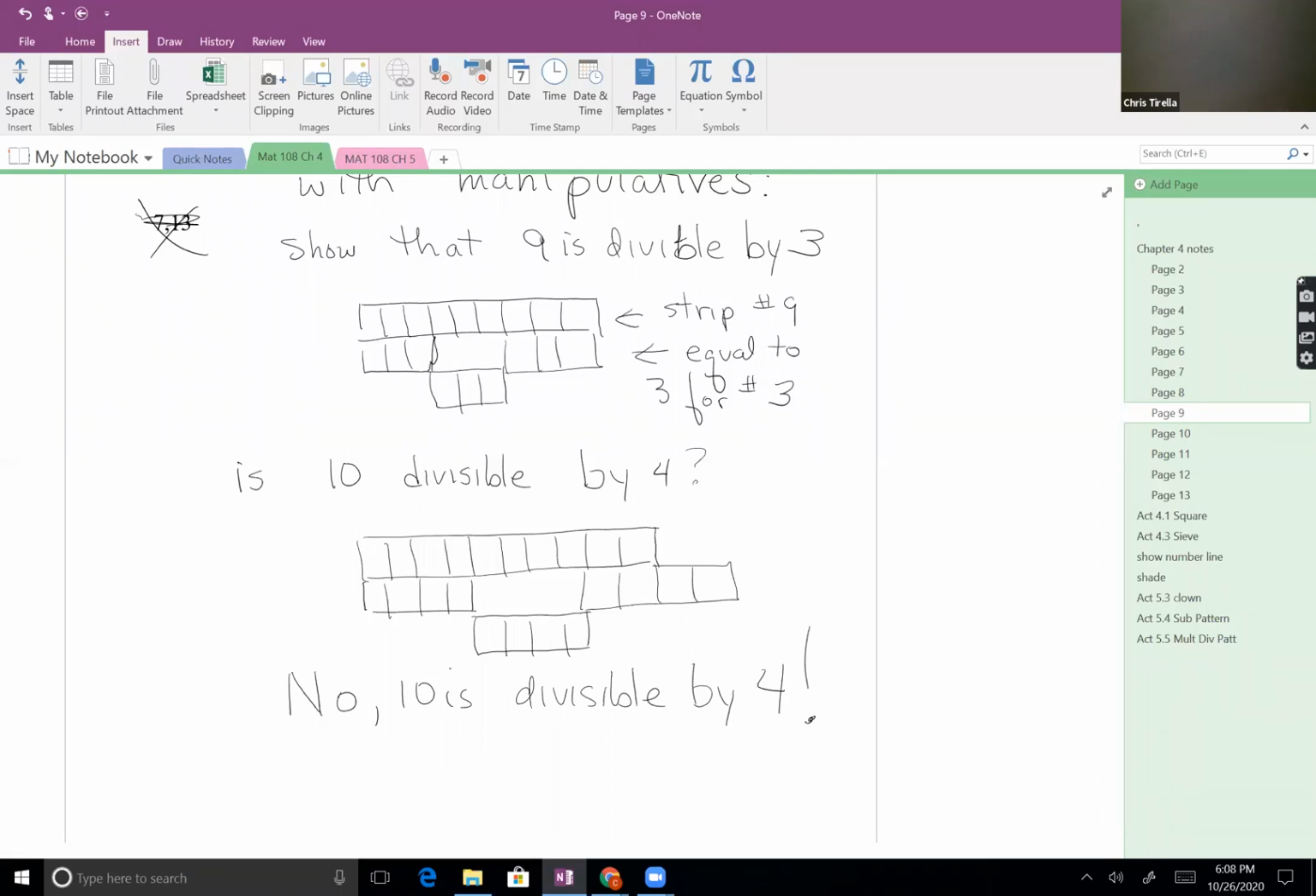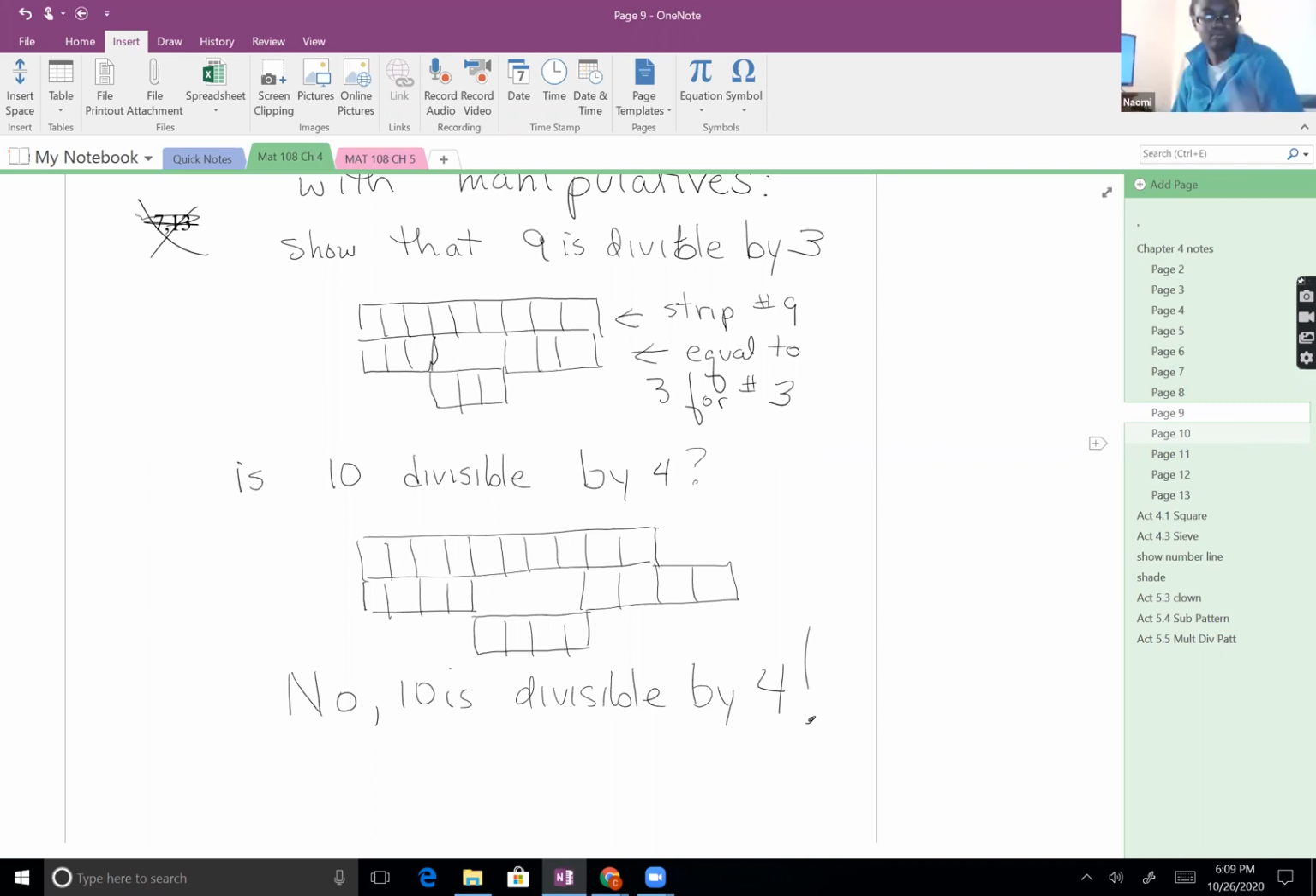Does that all make sense, folks? Just see if you can line up an even number of the smaller number strips to get to the larger ones. So if that's all right, when we look at divisibility, can I turn the page? Yeah.